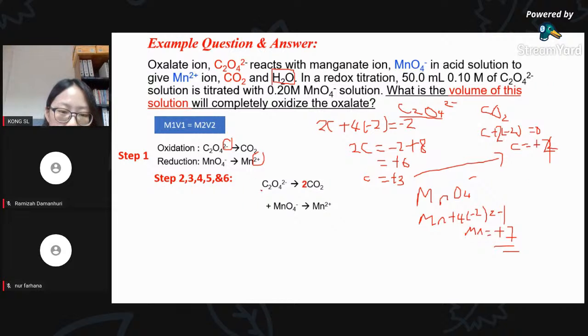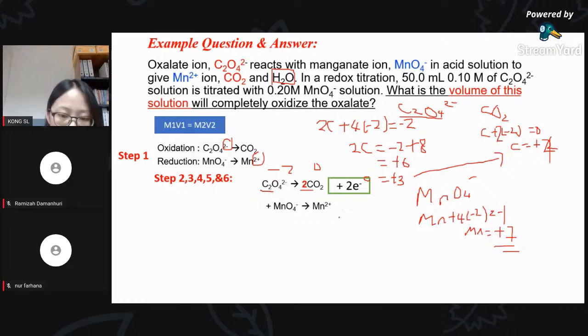Check. There are 2 carbon, check for the element. So put a 2 over here. Then oxygen is the same because 4 oxygen, here also 4 oxygen, no hydrogen, straight away go for the charge. Over here is negative 2. Here is 0. So always add the electron at the more positive side.